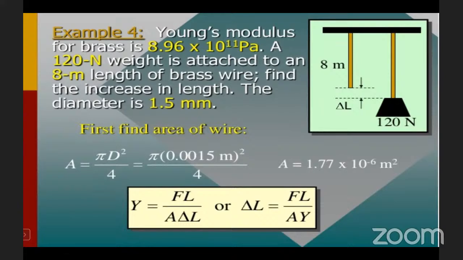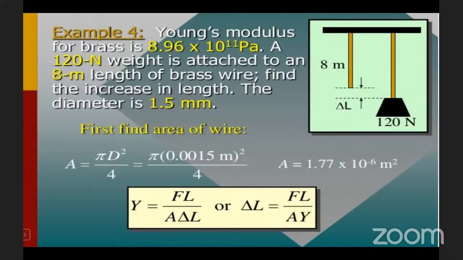Okay, first of all, find the area of the wire. A equals pi d square by 4, which equals pi into 0.0015 meter whole square by 4. We are converting millimeter to meter. Now we'll work out the answer. Pi is 3.14, so 3.14 into 0.0015 meter square by 4. The value of A equals 1.77 × 10^-6 meter square.